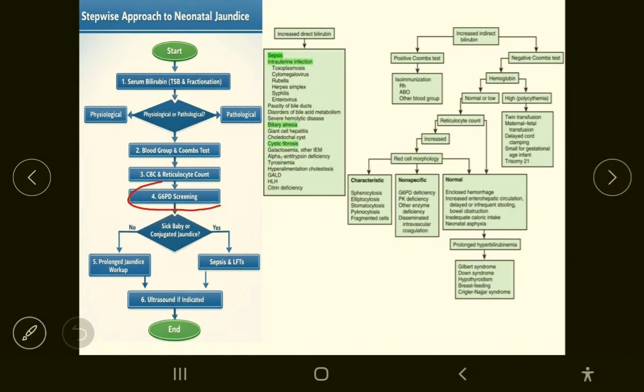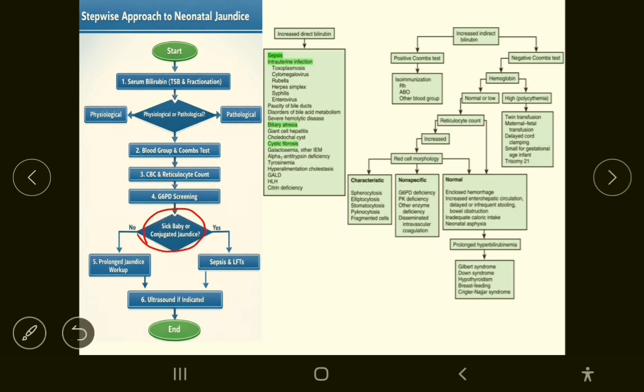Step 4: G6PD screening. G6PD deficiency causes oxidative stress, leads to rapid RBC destruction, and causes a sudden rise in unconjugated bilirubin. G6PD screening should be done in babies with severe jaundice, poor response to phototherapy, or relevant family or ethnic background. G6PD deficiency can cause sudden and severe hyperbilirubinemia even in otherwise healthy neonates.